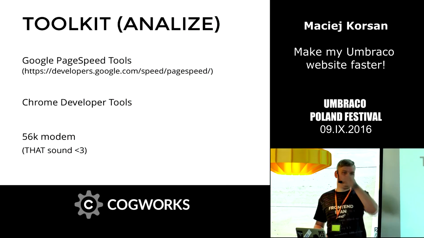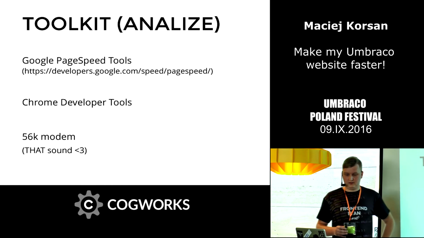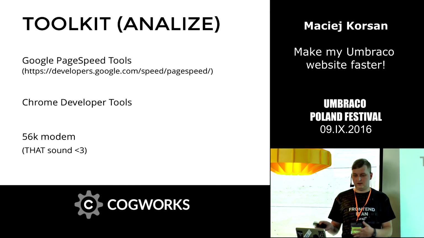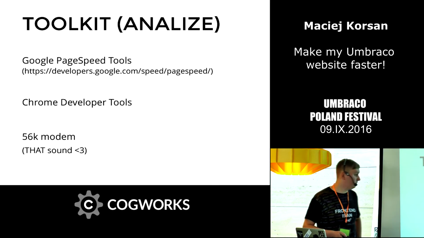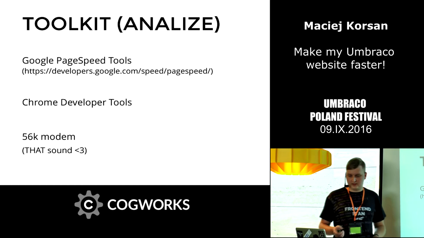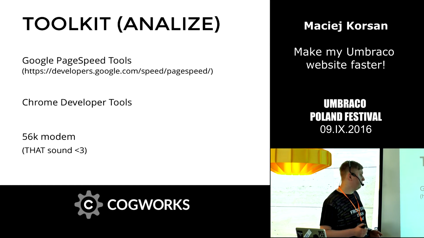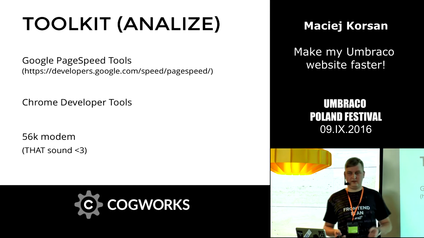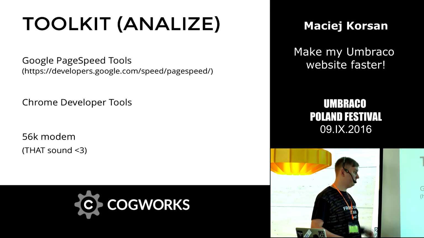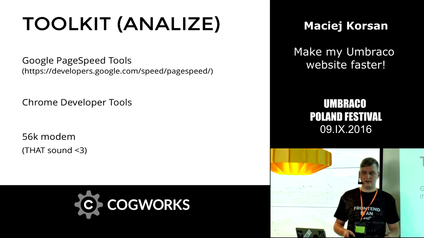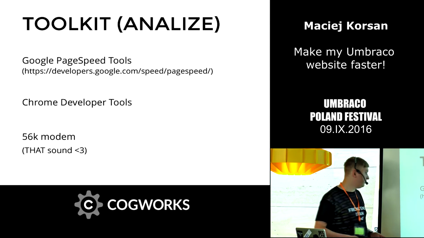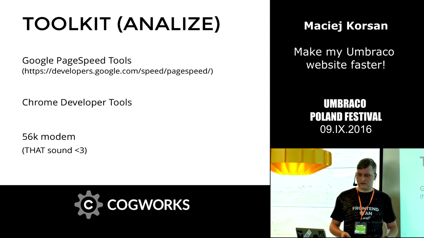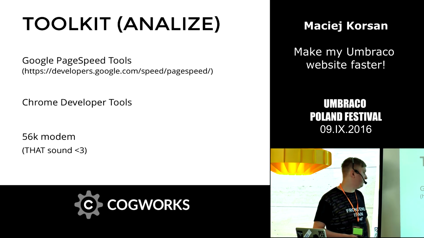So we need some tools, and I've divided the tools between analyzing and working on the sources. To analyze our site, we can use Google PageSpeed Tools. This is basically, I think, the most popular tool to measure the quality of your site. You can check the mobile version, you can check the desktop version on it, and it works in seconds. So it's pretty popular and handy.